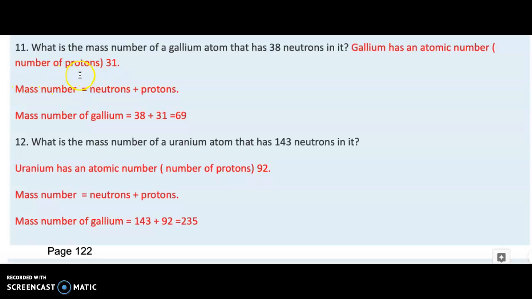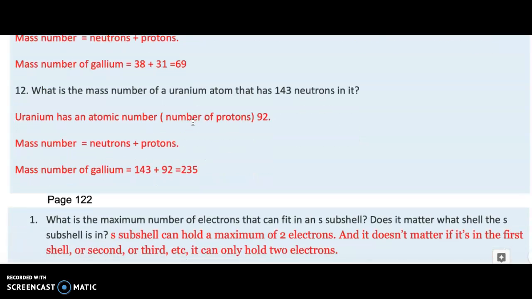The mass number is neutrons plus protons. So therefore, we can find the mass number of gallium. You are given 38 neutrons, and you found out that the number of protons is 31. 38 plus 31 is 69.